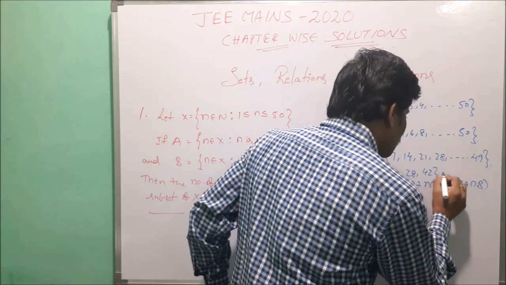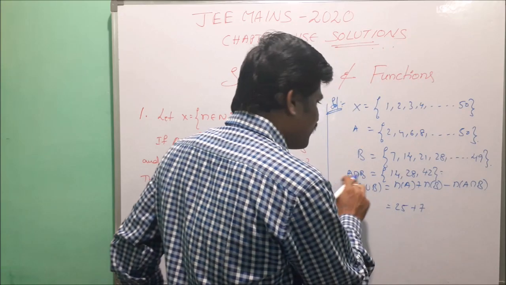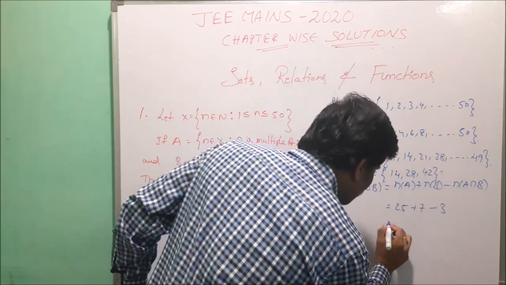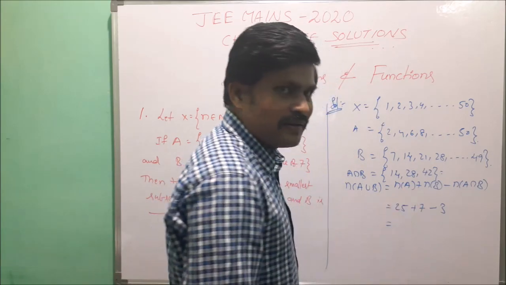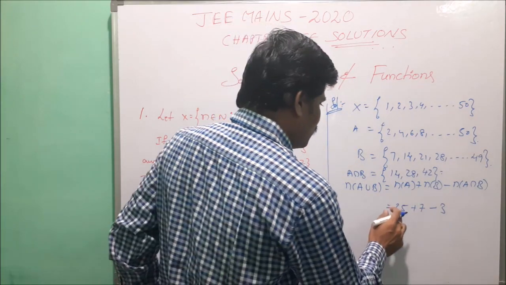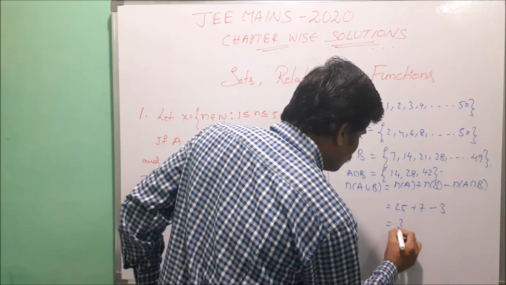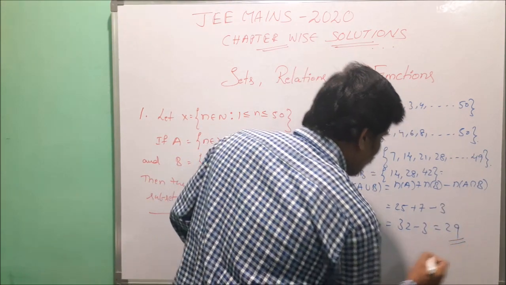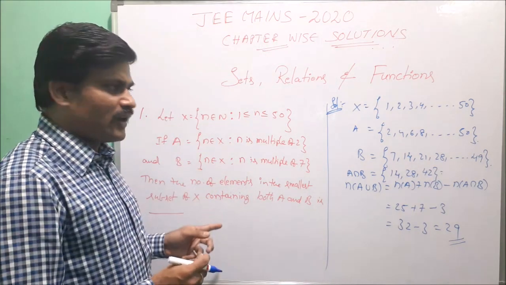Now here the number of elements in A intersection B equals 3. So minus 3. Now we can simplify: 25 plus 7 is 32, minus 3 equals 29. So this is a numerical integer type question.